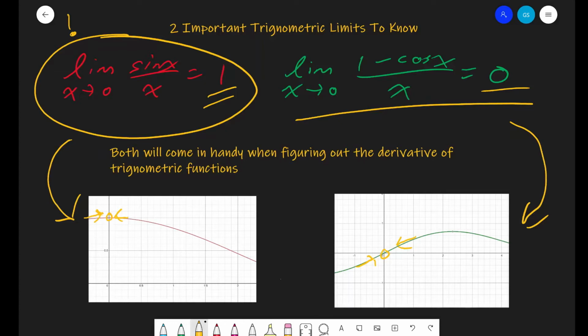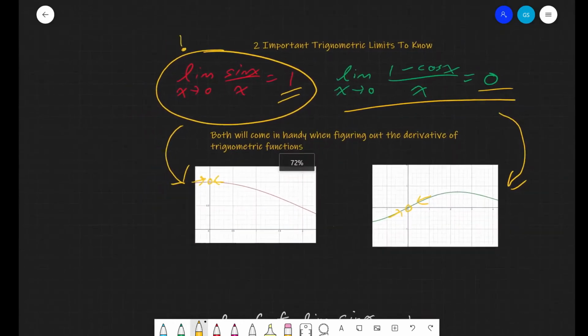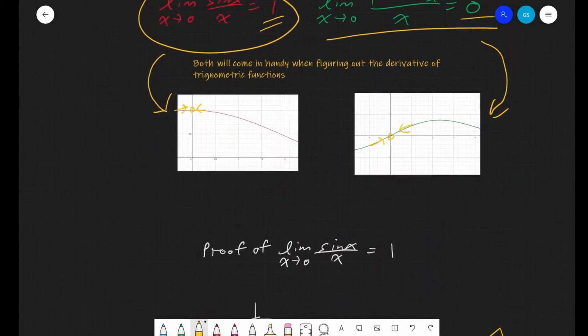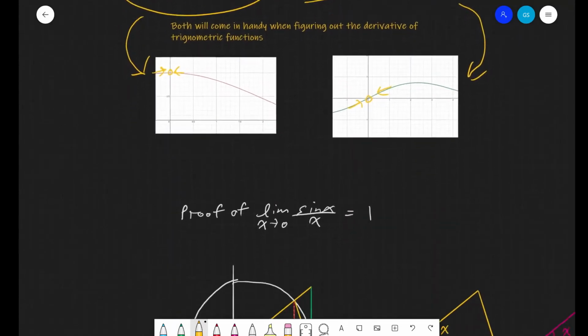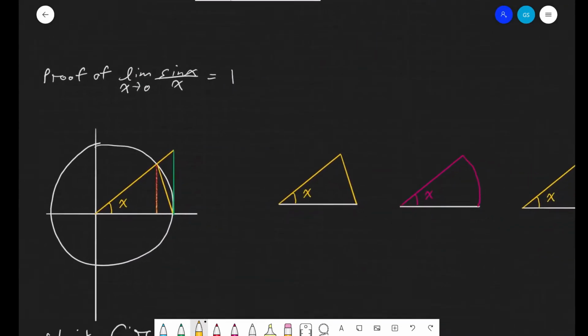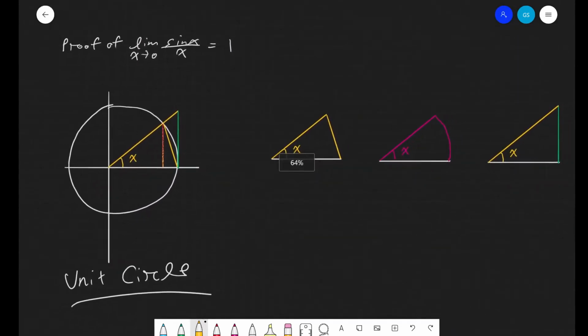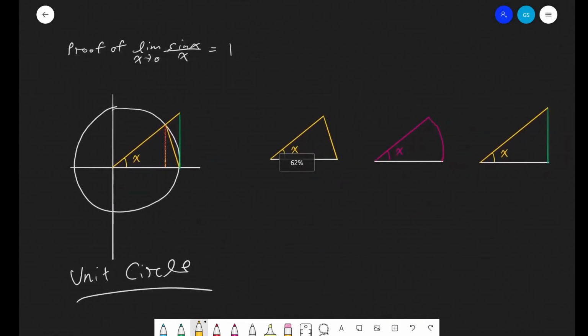So that's how we get that. It makes sense intuitively, but what's the algebra behind it? Like I said, this video is just going to show the limit of sine x over x. The next one we'll talk about 1 minus cos x over x.